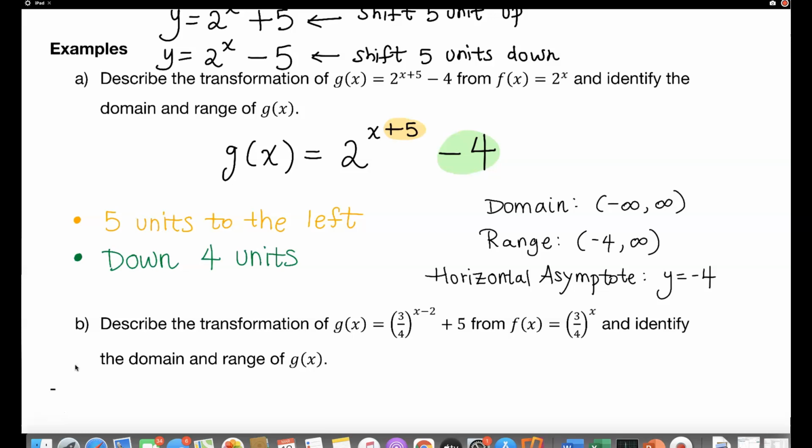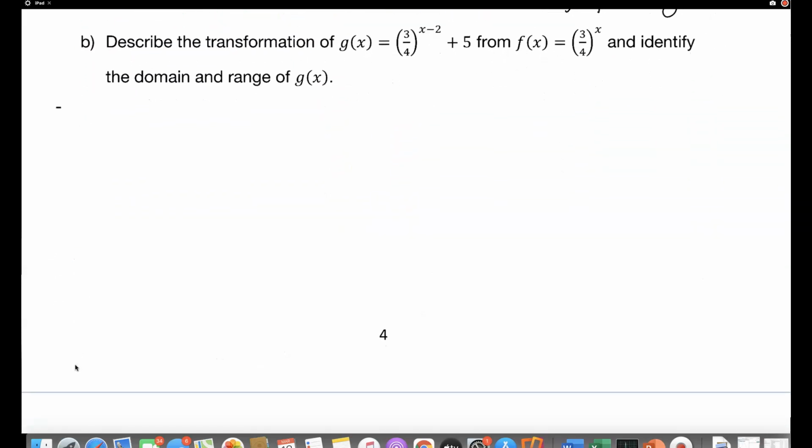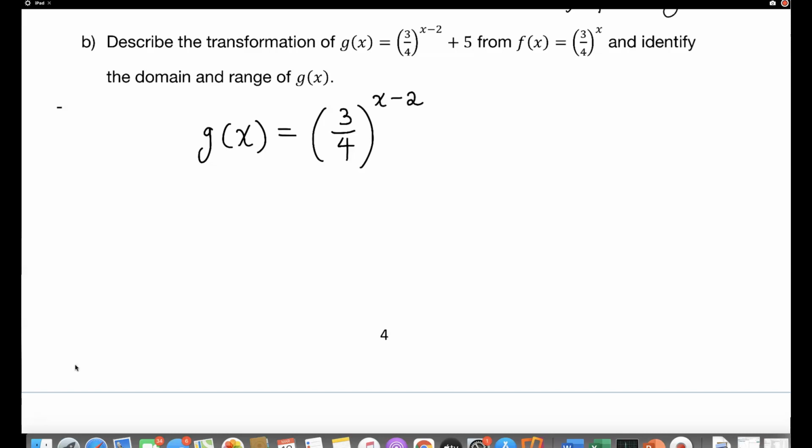Let's do one more example. This time, let's describe the transformation of g of x equals 3 over 4 raised to the x minus 2 plus 5th power. Let me write this big. G of x. The base is 3/4. That means this is an exponential decay function. I have x minus 2, and subtracting 2 right here will shift the graph 2 units to the right. So we describe the horizontal translation.